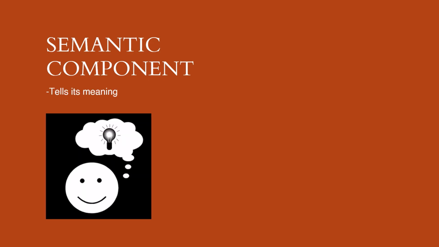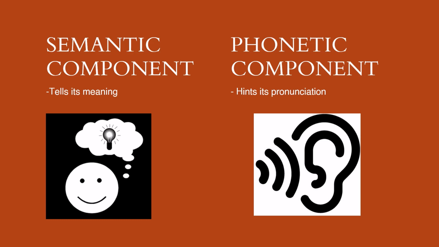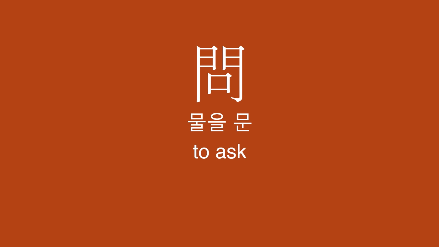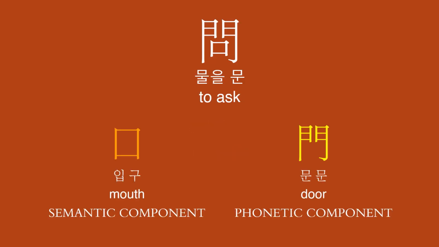The next type of hanja is probably the most common type of hanja, the hyeongsong or pictophonetic characters. They are mainly composed of 2 parts, a semantic component which tells its meaning, and a phonetic component which gives us a hint on its pronunciation. One example is the hanja murul mun, to ask. Its semantic component is ipku, mouth, and its phonetic component is mun, door. No wonder murul mun, to ask, and mun door sound the same, right?